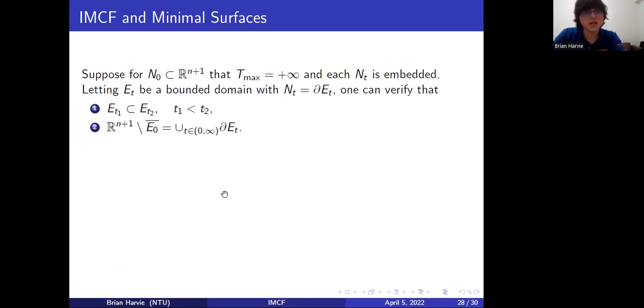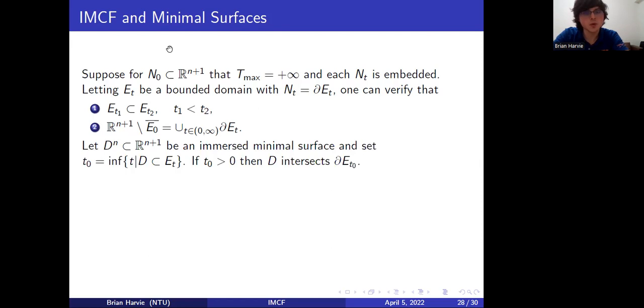Well, it turns out that if you take a surface N0 in R^(n+1), and it admits a global embedded solution to inverse mean curvature flow, that actually gives you a nice foliation of the exterior region to N0 by mean convex hypersurfaces. So it's actually a pretty straightforward argument. Let each flow surface be the boundary of some bounded domain in R^(n+1). These domains will nest with one another in time, and their boundaries union to the entire exterior region.